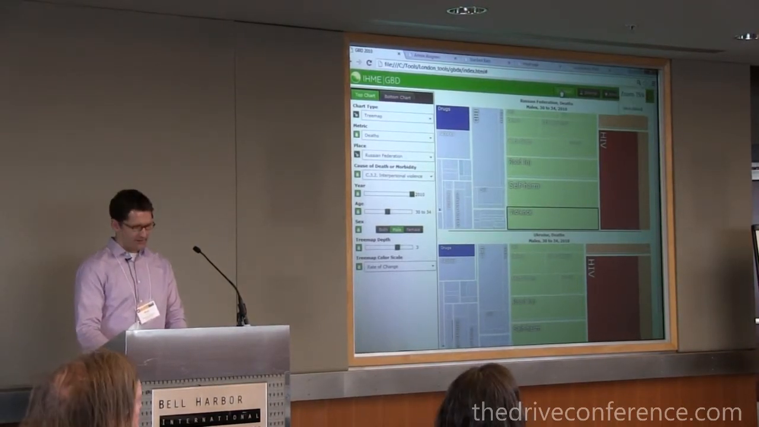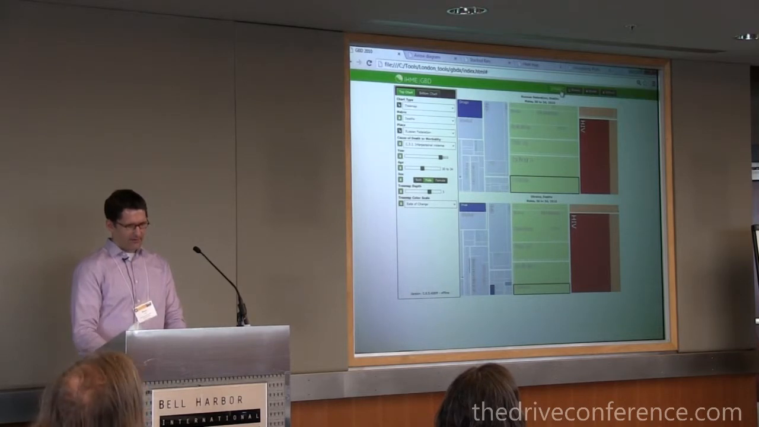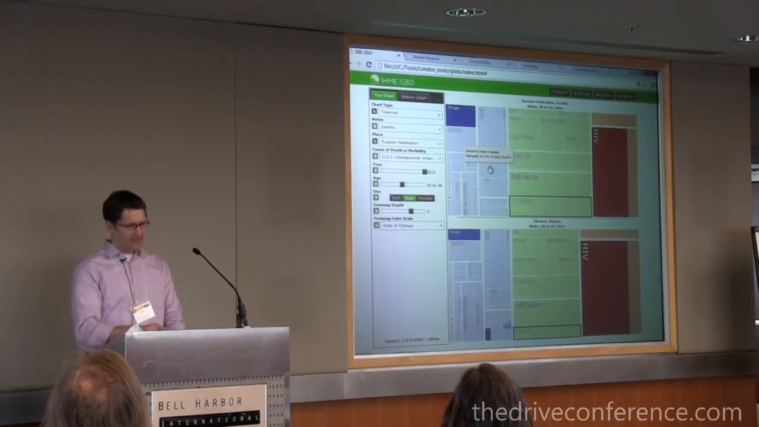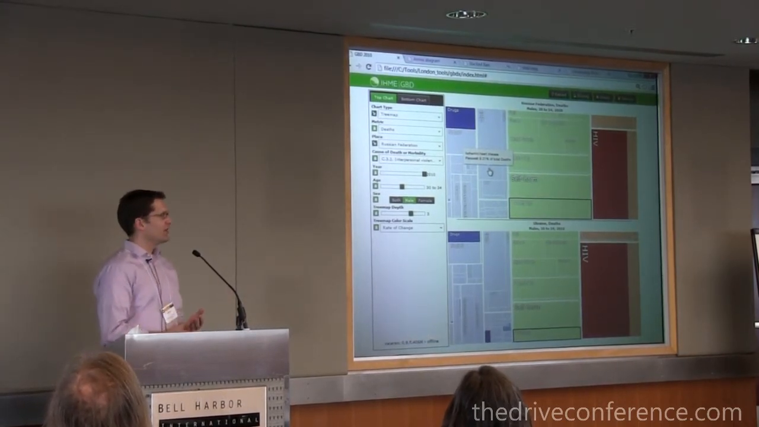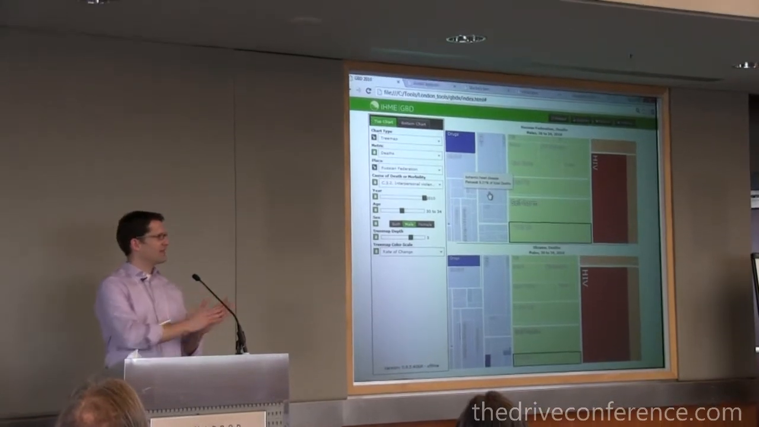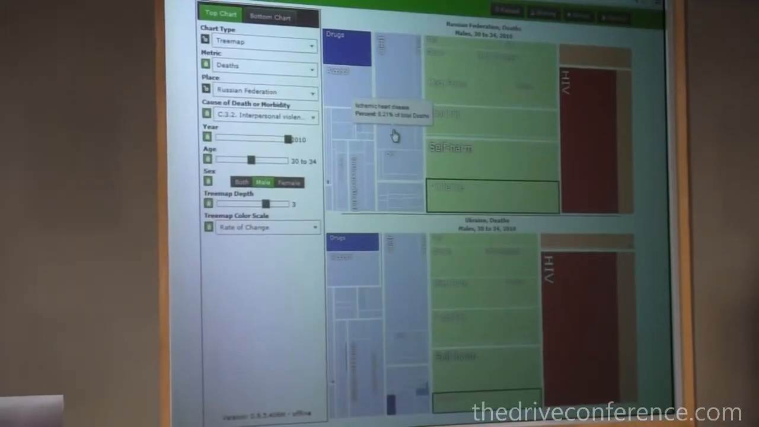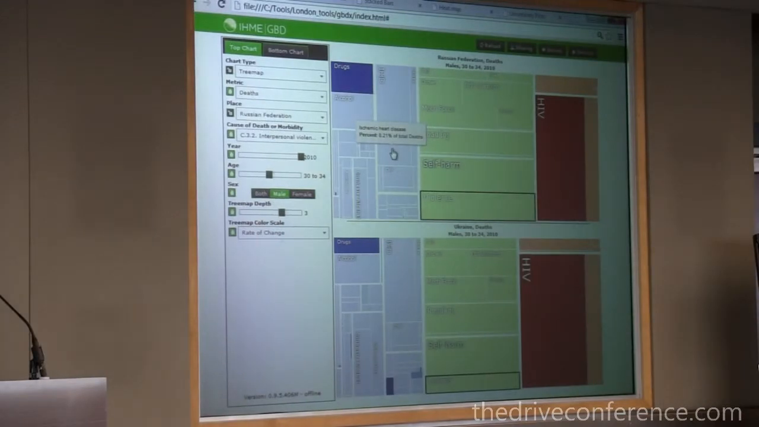Does the shade within each color type tell you anything? Like drugs is a darker blue than... Maybe I should have told you that. That's true. Yes, right now you're looking at shading. That's the rate of change. So from 2005 to 2010, the darker the color, the higher the growth rate, and the lightest color is actually decreasing burden.